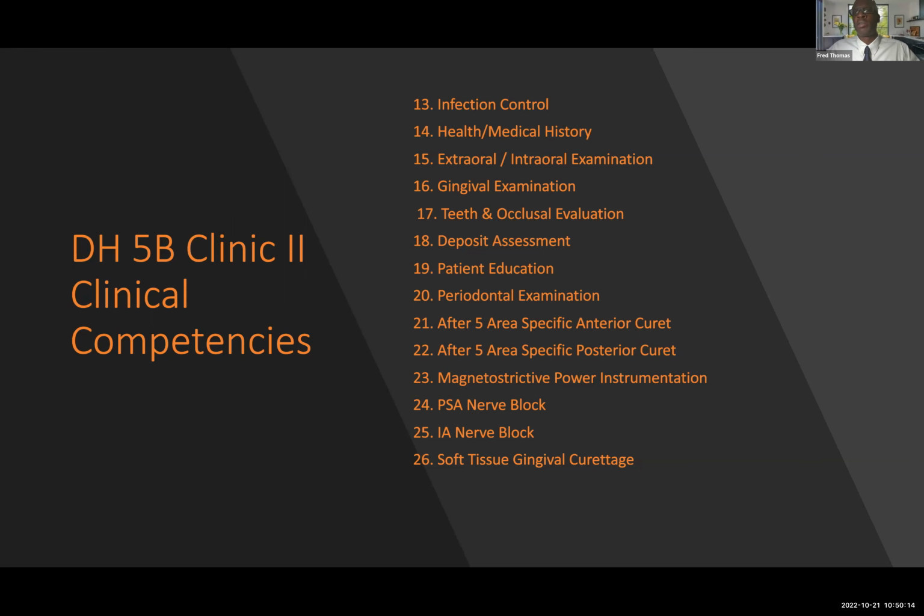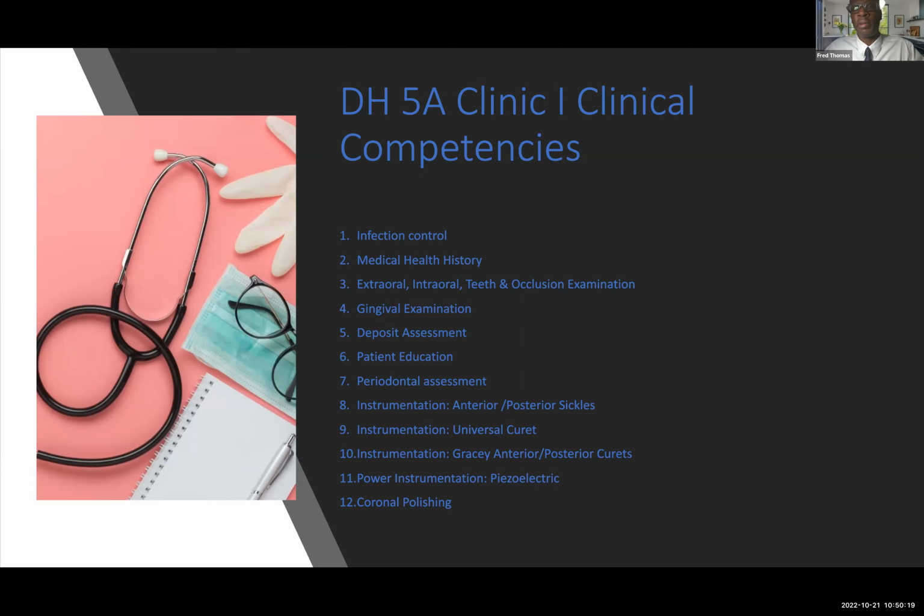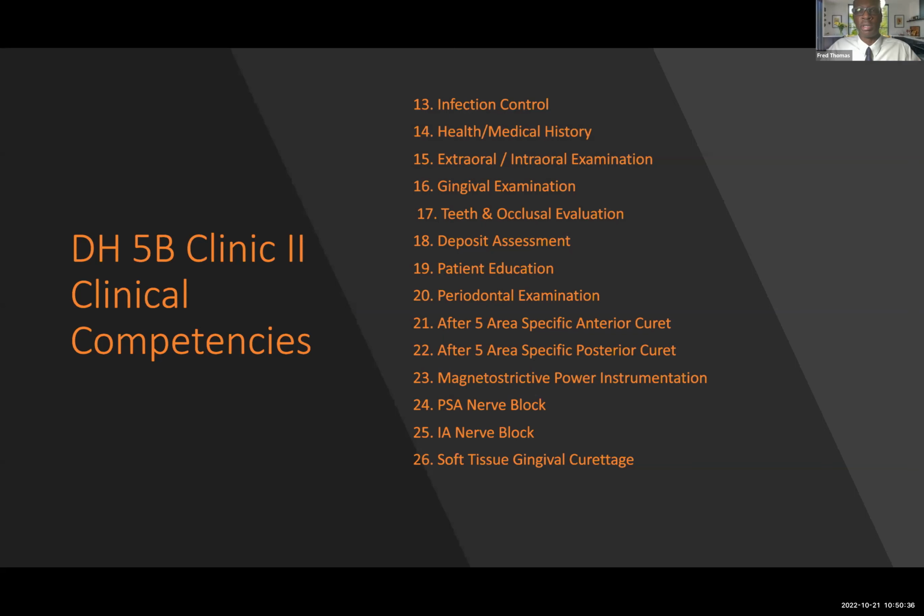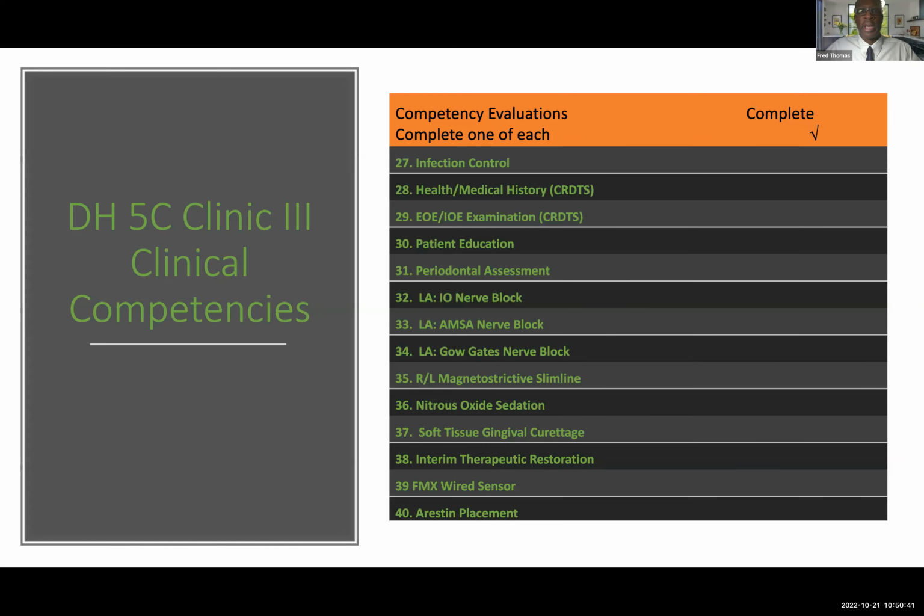It's designed to show progression. So the infection control in DH5A is a little bit different than the one in DH5B. They're asked to do more things and to take it to the next level. I'll give you an idea of that when I show my screen, and you can take a look at the different competencies in detail. And there is the DH5C competency evaluations. So it's a total of 40.